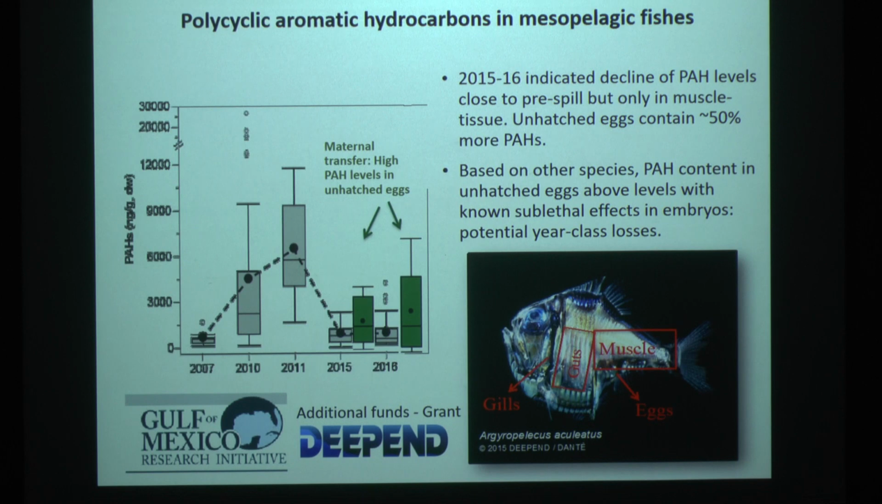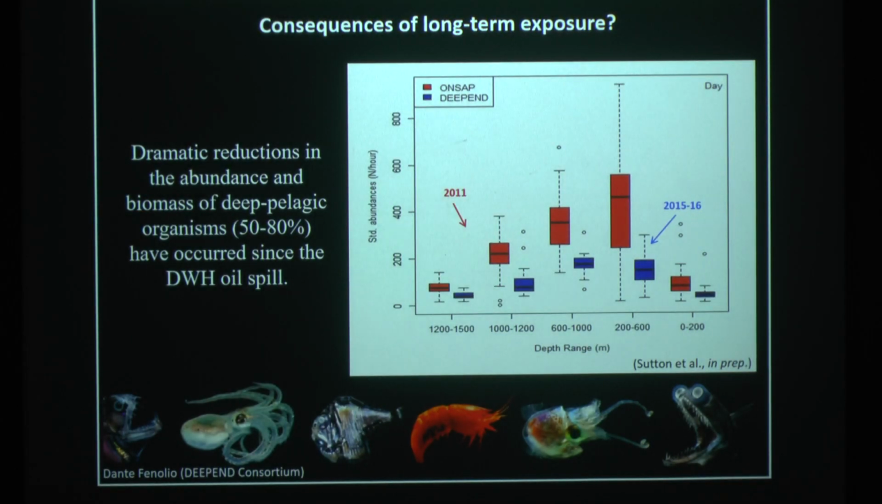And this is very important because now that we're putting together data with the other collaborators in the team, the models have shown that there is a dramatic reduction in the abundance and the biomass of deep pelagic organisms, about 50 to 80% since the spill, or since 2011.